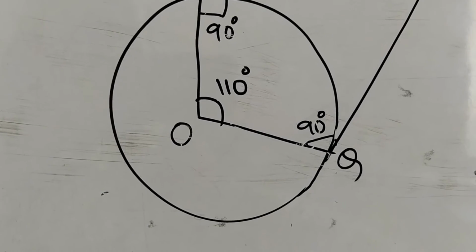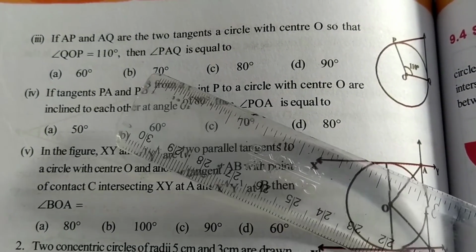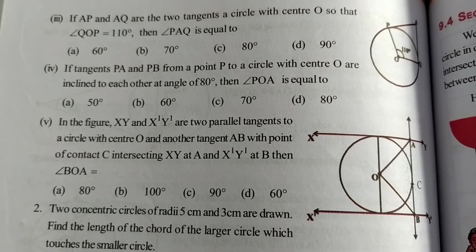Let us see the option. See in the textbook students, here the option given is B, that is 70 degrees. Like this you have to do the solutions.